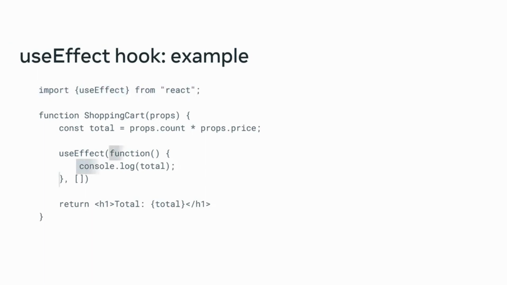The useEffect hook works by accepting two parameters. The first is a callback function. The second parameter is an array. This array can be kept empty, which is perfectly valid.